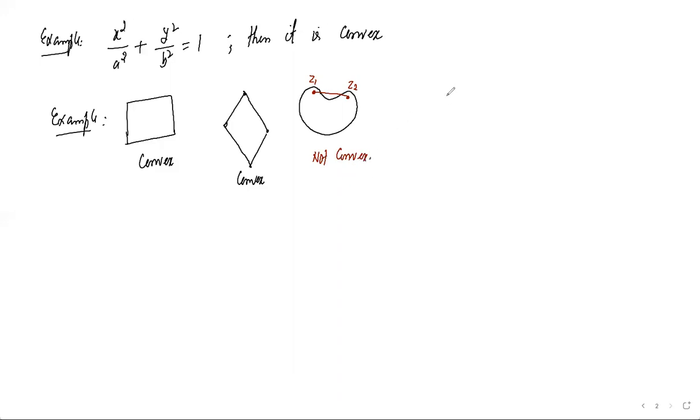And similarly, suppose we take a function like this, then again this is not convex. And as we have earlier seen, the square, the circle is convex, the ellipse is convex. Okay, now let's not make any more examples. So it is clear how we define a set to be a convex set. These are a few examples of convex sets.